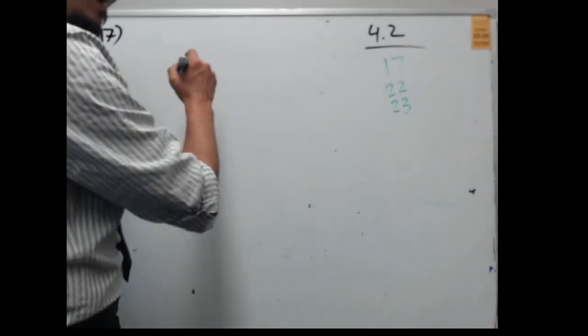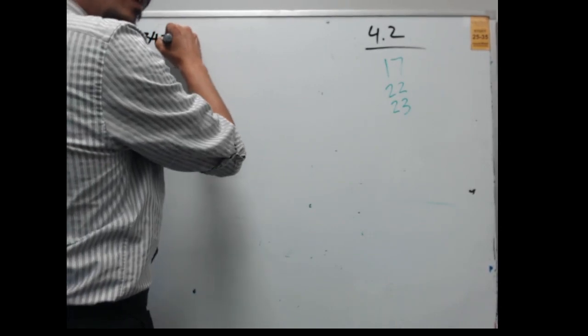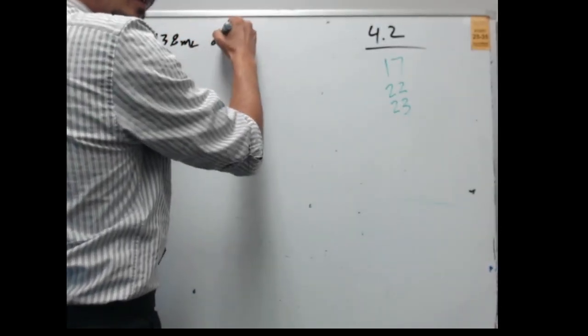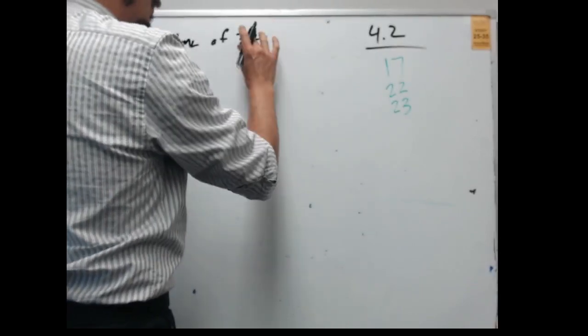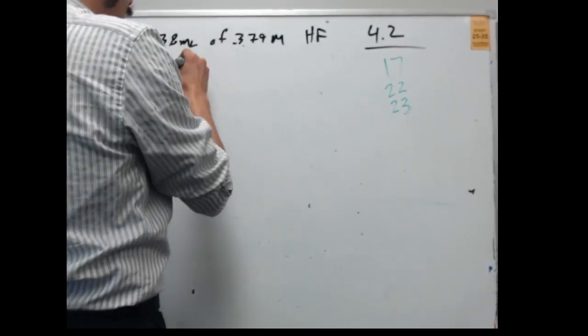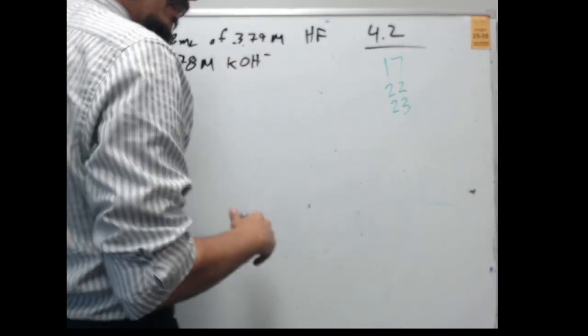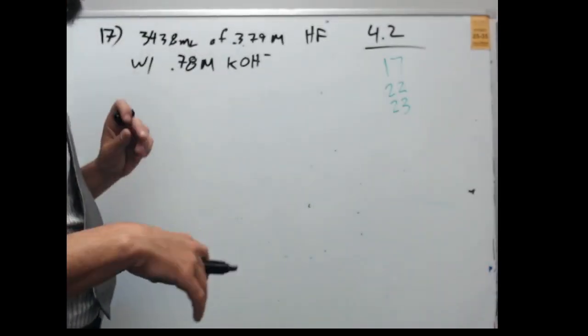Okay, we've got hydrofluoric acid with potassium hydroxide. What's the pH? What's the volume? Oh, it's a titration problem. So we have 343.8 milliliters of 0.379 molarity hydrofluoric acid with 0.78 molarity potassium hydroxide. And we want to solve initial pH, pH at a particular point, midpoint, whole bunch of things.